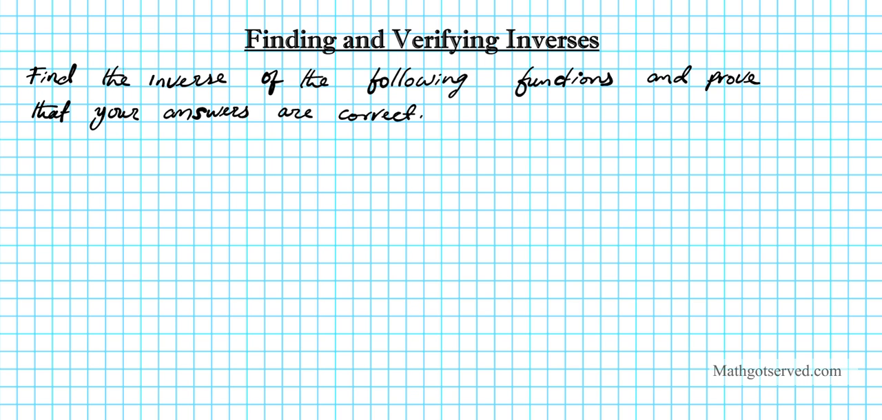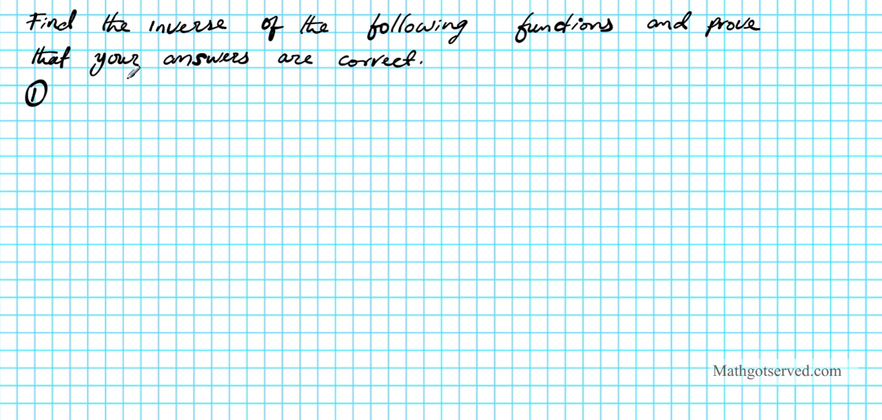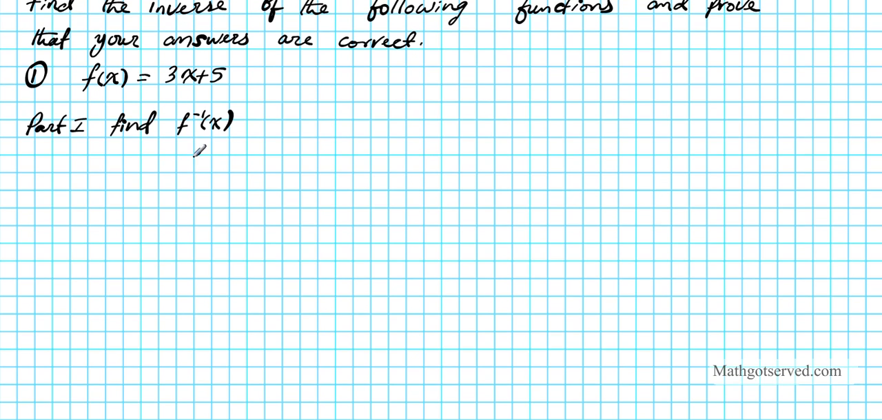All right. So let's take a look at question number one. We have the function f of x equals 3x plus 5. So the task is to find the inverse of this function and then prove that our answer is in fact correct, okay? So part one of this three-part proof is to find f inverse of x. F inverse of x is the inverse of this function.